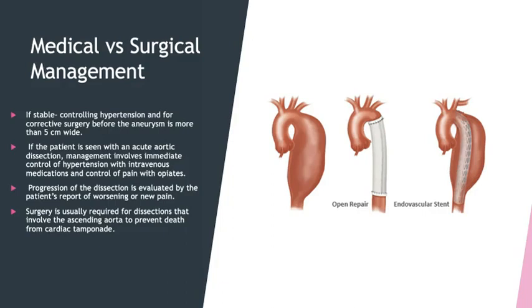If the patient is seen with an acute aortic dissection, then typically we're going to try to immediately control hypertension with IV medication and pain with opioids. The progression of the dissection can be indicated by their change in pain, so we want to frequently evaluate and assess for pain. Surgery is usually required for those dissections that involve the ascending aorta to prevent death from cardiac tamponade or sudden rupture, or rupturing all the way through.